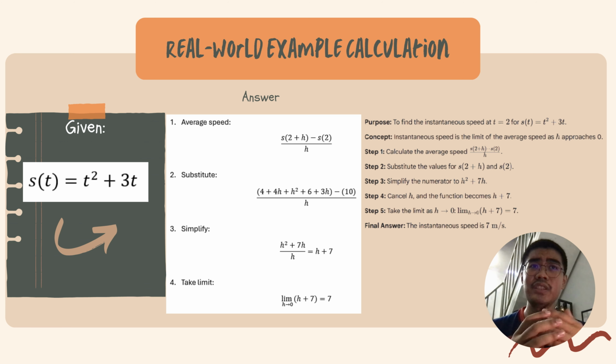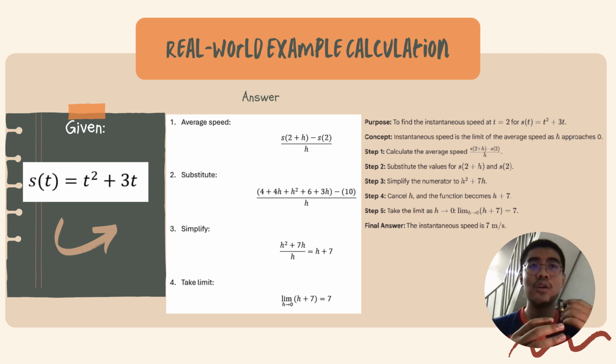We substitute our function values into the equation, which gives us a long numerator: 4 plus 4h plus h squared plus 6 plus 3h minus 10, all divided by h. When we simplify the top part, the numbers cancel out, leaving us with h squared plus 7h divided by h. We can cancel out the h from the bottom, which leaves us with a very simple function, h plus 7.